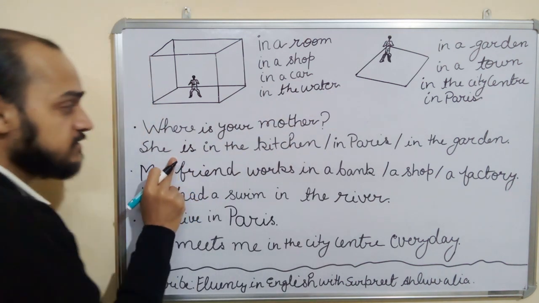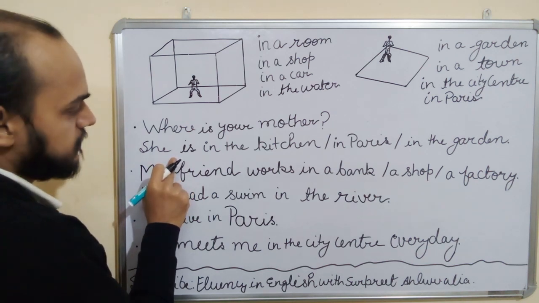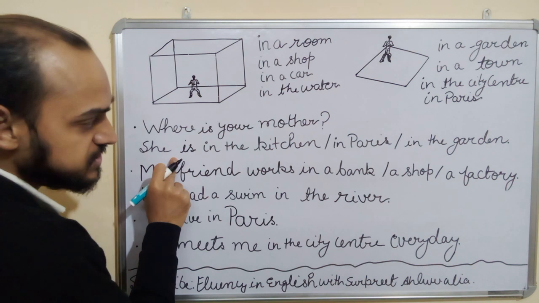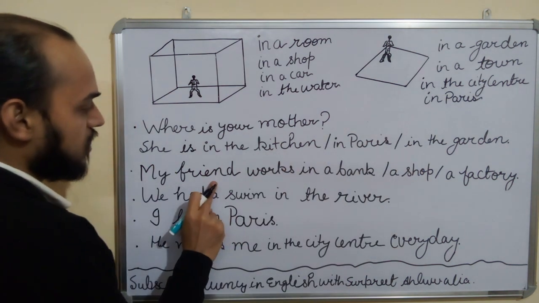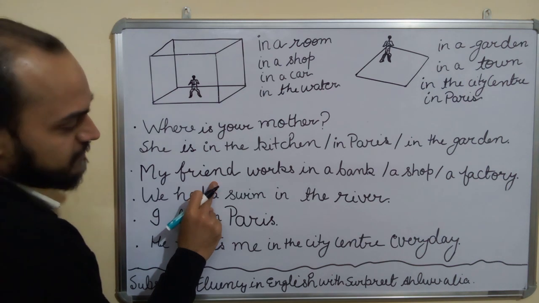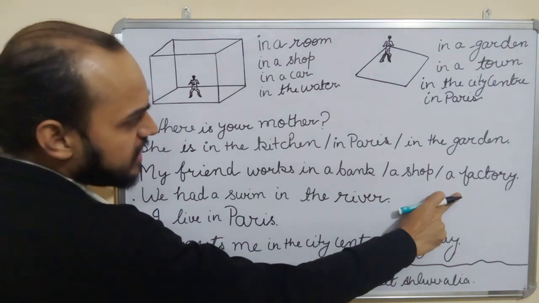Now we are going to learn with some more examples. Where is your mother? She is in the kitchen, in Paris, in the garden. Now look at the second example. My friend works in a bank, a shop, a factory.